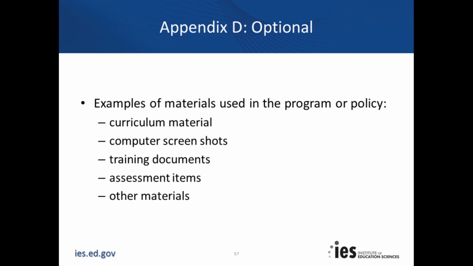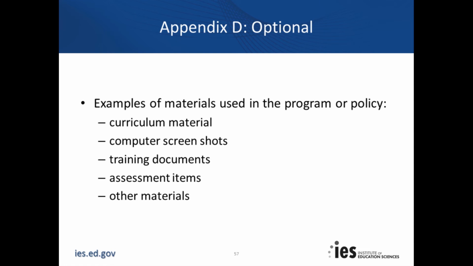Appendix D is also optional. This is to provide materials regarding the program or the policy. If it's a curriculum, there may be curriculum materials. If it's a professional development program, you may include some training documents and the like. So these are materials that relate to the education program or policy being evaluated.